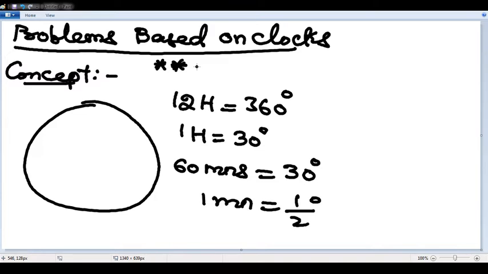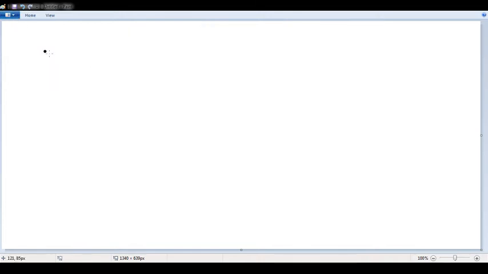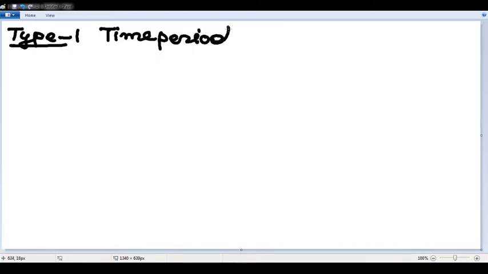Type 1. In the problems related to clocks, in the type 1 problems, time period will be given. Angle we need to find out.